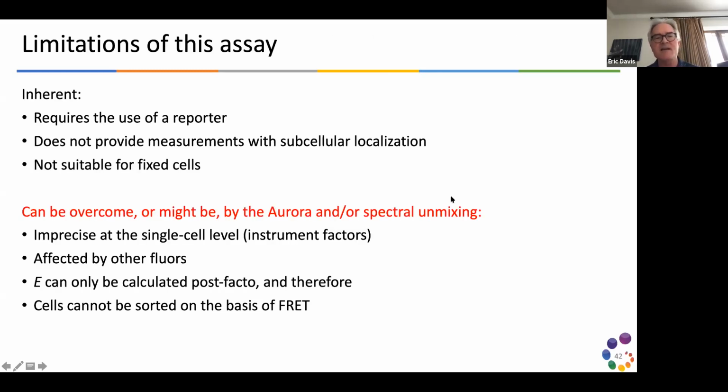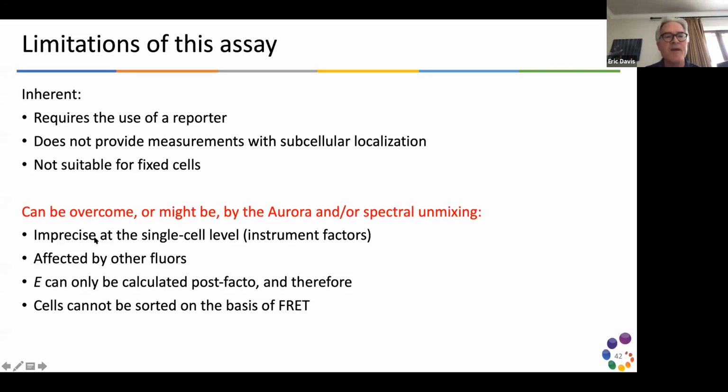But this assay does have limitations, some of which are inherent. So, for example, it does require the use of a reporter, so cells have to be engineered. It doesn't provide subcellular localization, and it's not suitable for fixed cells. But there are some other limitations that can be overcome, or might be, using the Aurora or spectral unmixing.